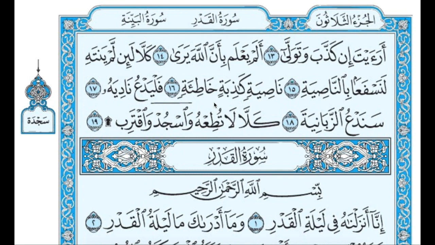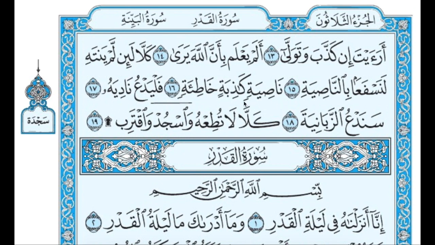Nasiyatin kadhibatin khati'ah. Okay, you notice here that this is tanween, and this is tanween, and this is tanween. But wait a second, this one is parallel, or I should say even, and these two are jagged, or separated a little bit. That indicates that this one is going to be pronounced, and these are going to have ikhfa.